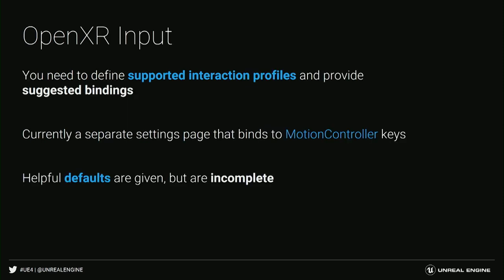Now, this is where things are for 4.23, which is out right now. You'll need to define all of your supported interaction profiles and suggest bindings for them, and then bind physical buttons to motion controller keys, and then bind motion controller keys to actions in the regular input panel, as you traditionally would do when you're defining any input system. And we currently expose the underlying profile paths, and we do introduce a few levels of indirection.